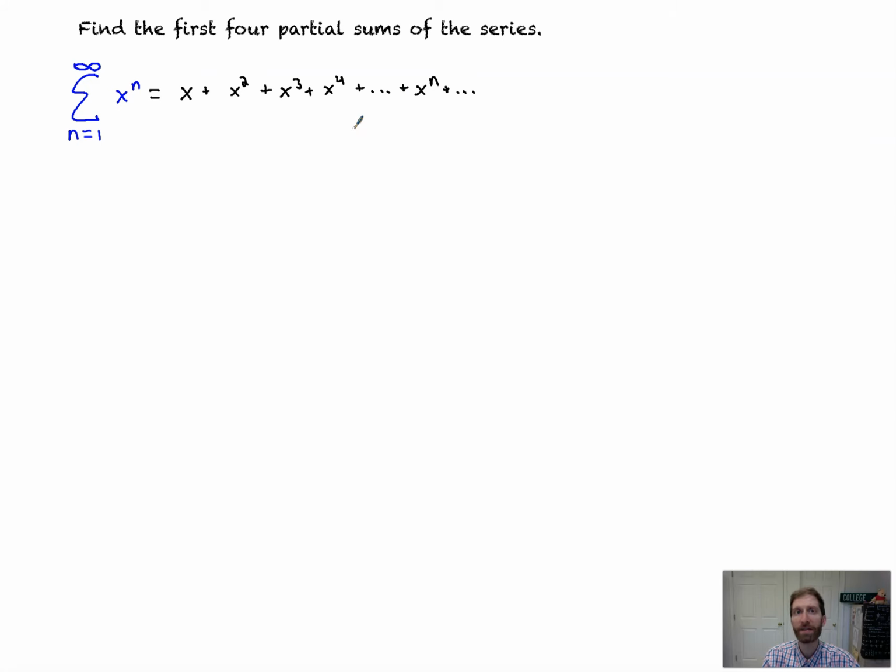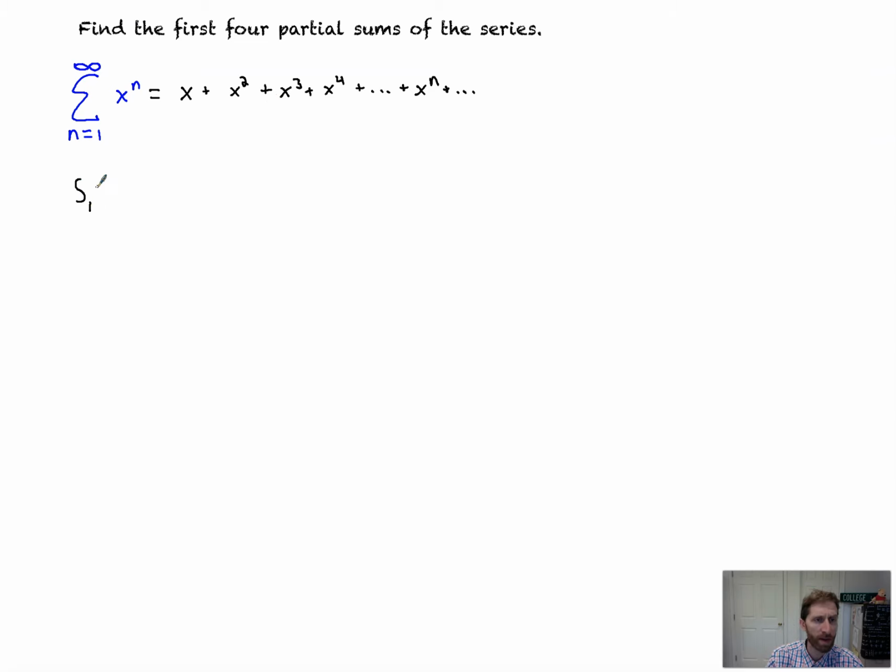This, and we'll talk a lot about these in chapter 10, is known as a power series. It's a series of powers of variables. It's basically an infinitely long polynomial, and it's so awesome. Wait till we get really into the thick of that. Oh my goodness, minds will be blown. Okay, so first 4 partial sums.